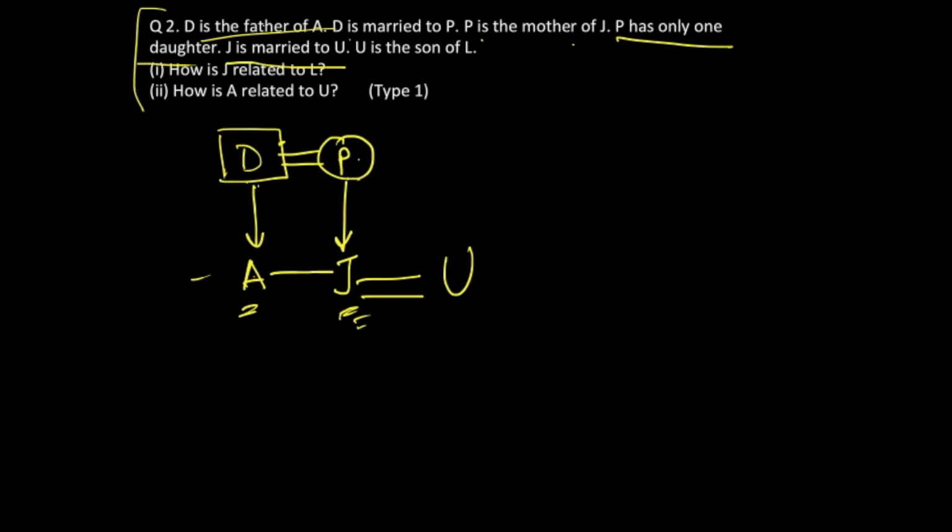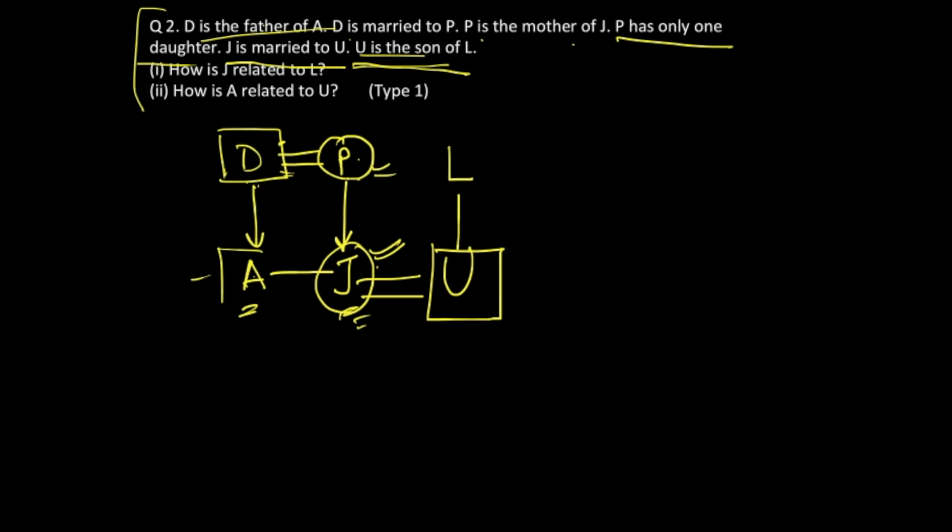But in the next step, it is saying that U is the son of L. So L is going to be one of the parents of U, and since U is a son, he has to be a boy. All right, so this is the conclusion you have arrived at after this particular line. So now you know that since U is a male, J has to be a female, and since P and D are going to have only one daughter, J is a daughter. So this guy A has to be a male. So now you know the genders of A, J, and U as well.